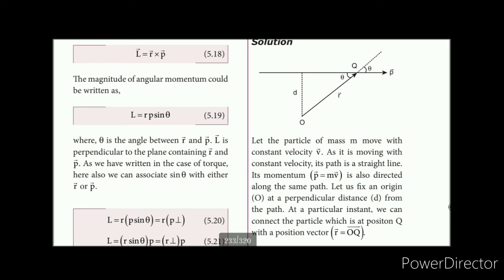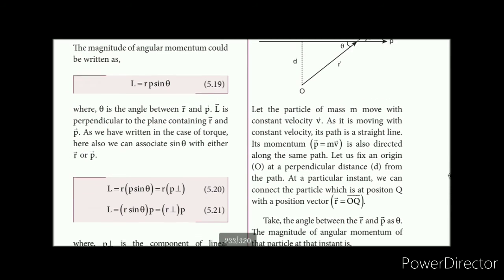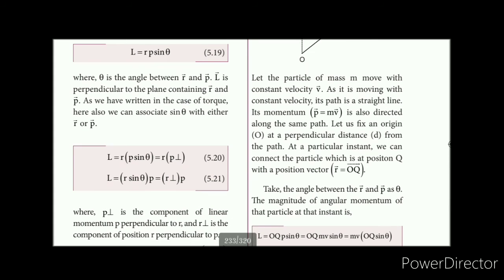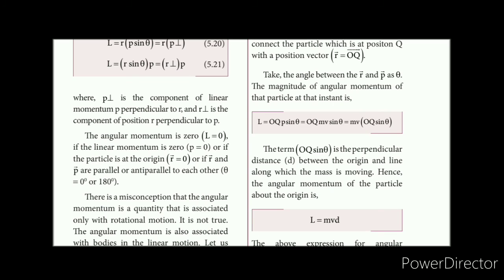The magnitude of the angular momentum can be written as L equals r p sin theta, where theta is the angle between r and p. L is perpendicular to the plane containing r and p. As with torque, r sin theta is the perpendicular distance. The angular momentum L equals 0 if the linear momentum is 0, or if the particle is at the origin, r equals 0. If r and p are parallel or antiparallel, theta equals 0 degrees or 180 degrees, then angular momentum is 0.